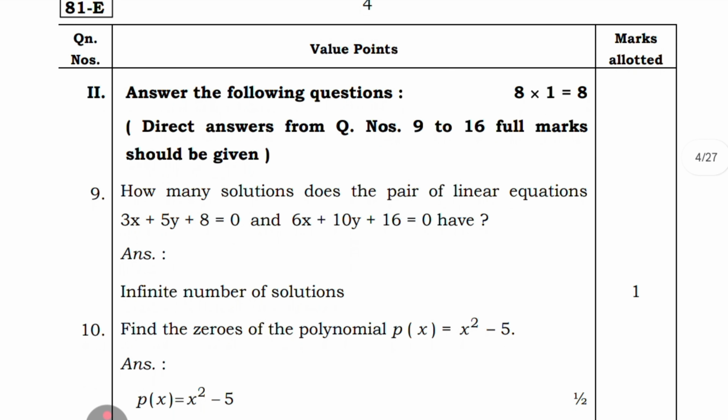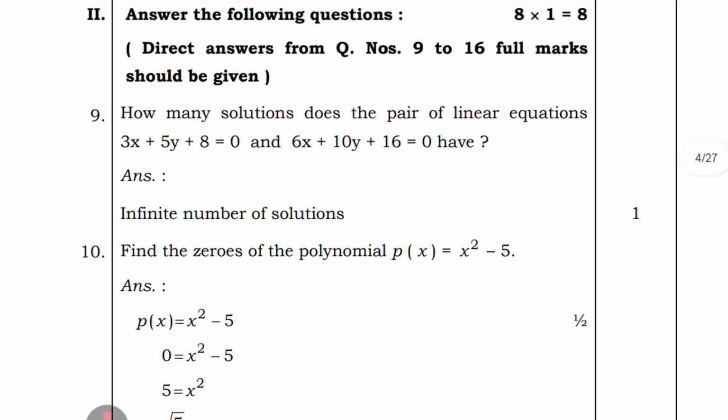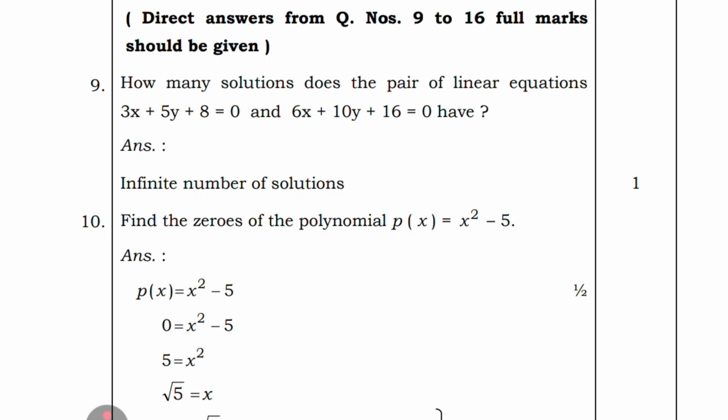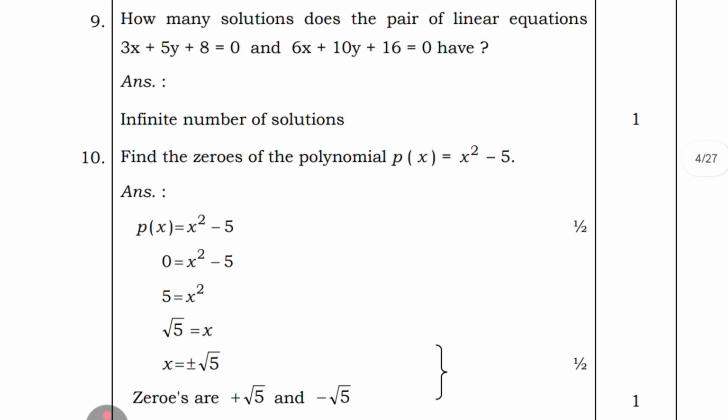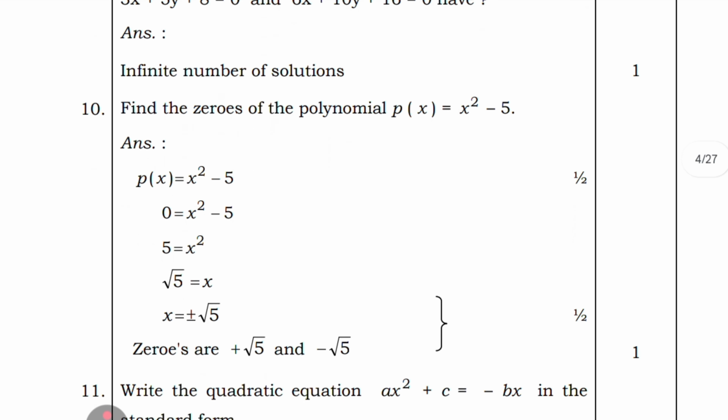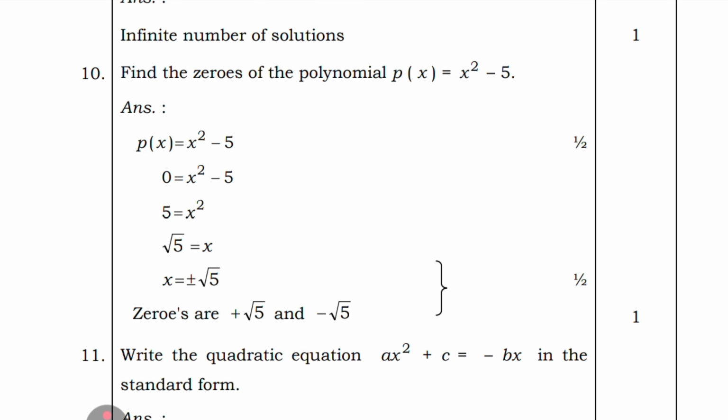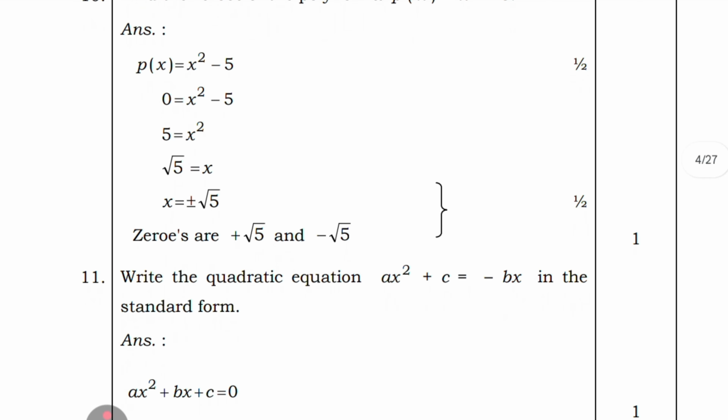Coming to the following 1 mark questions, direct answers. How many solutions does the pair of linear equations 3x plus 5y plus 8 is equal to 0 and 6x plus 10y plus 16 is equal to 0 have? Answer is infinite number of solutions. Coming to the 10th question, find the zeros of the polynomial p of x is equal to x square minus 5. Here the zeros are plus root 5 and minus root 5.